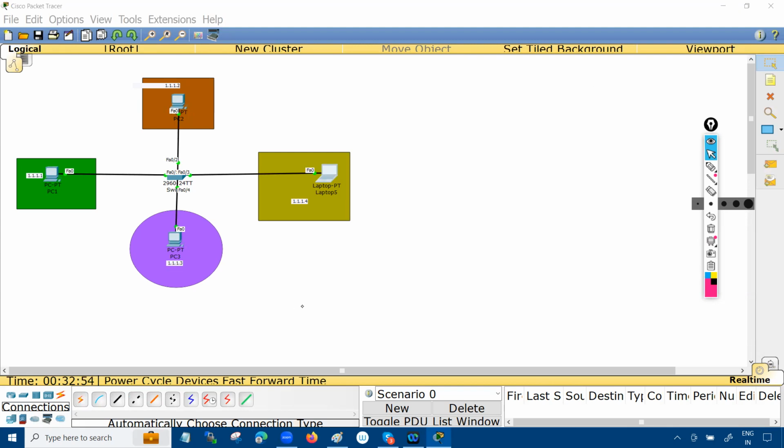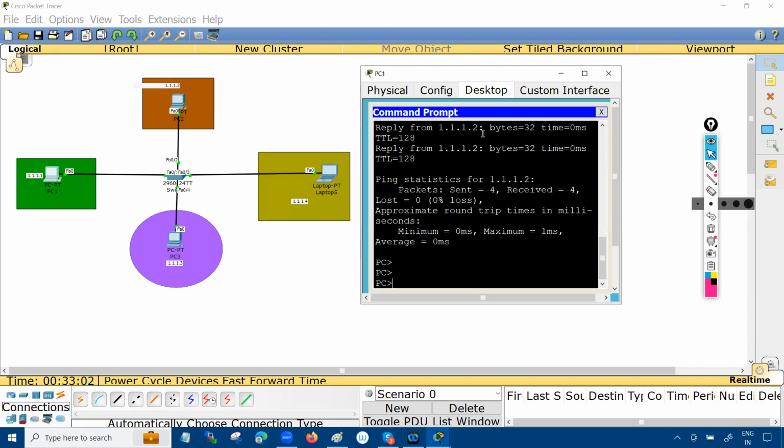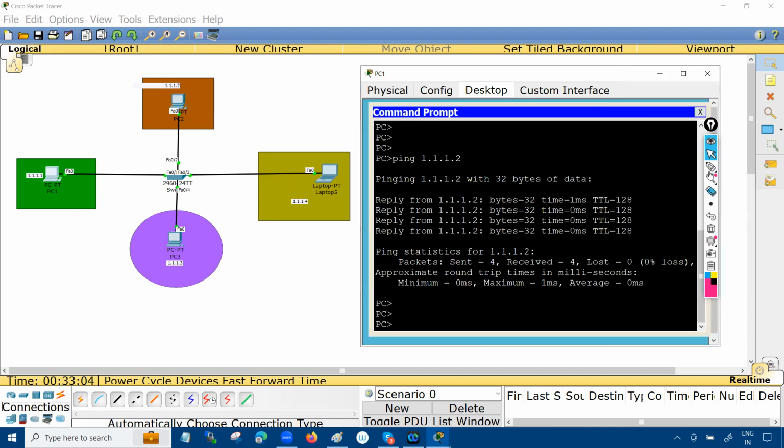So now all good. Let me show you the beauty part. I'll go on PC1. Let's see first of all whether we have connectivity with all the PCs. As I told you, the protocol we have is ICMP. Under this protocol we have a command, ping. Ping is a command, it's not a protocol. Ping is a command that works under the ICMP protocol.